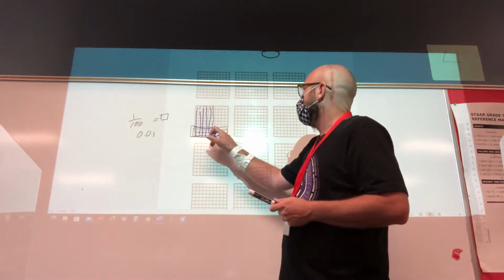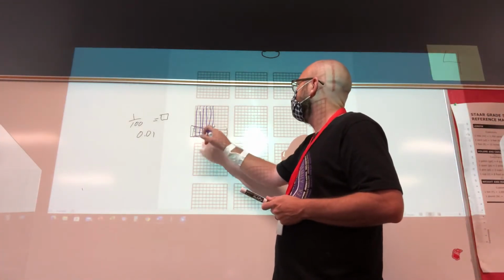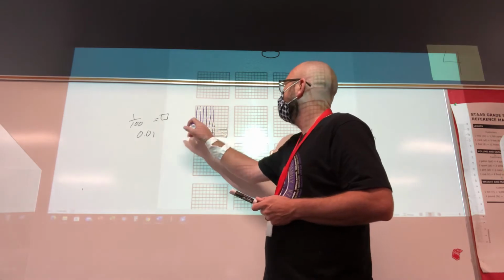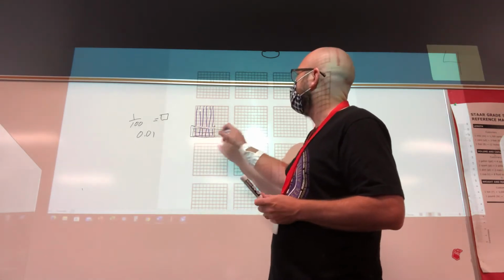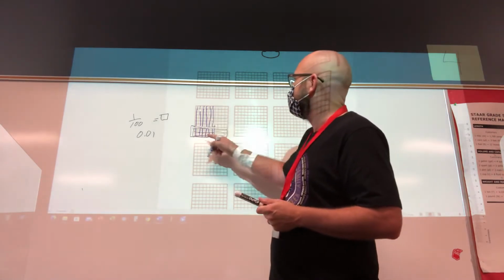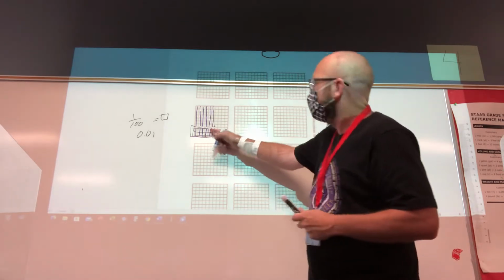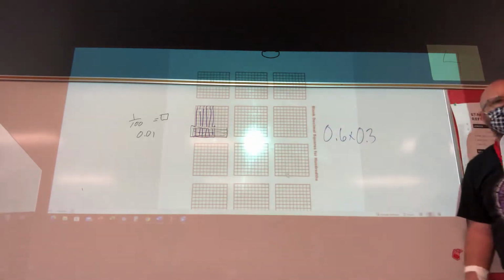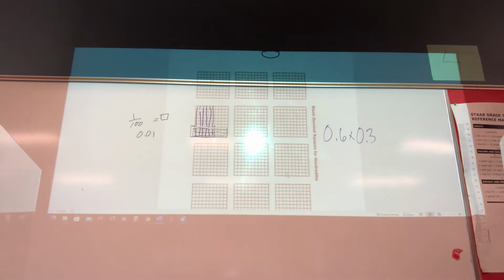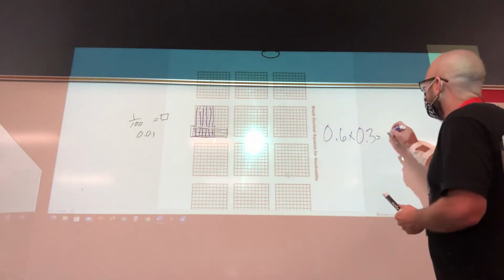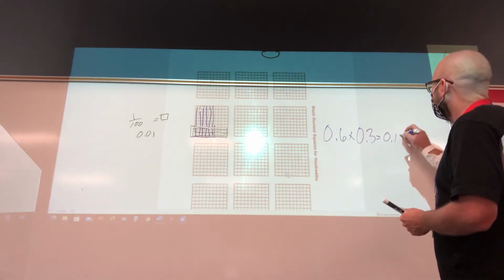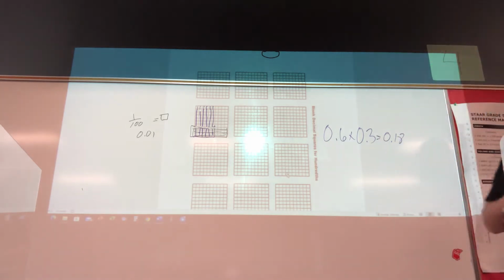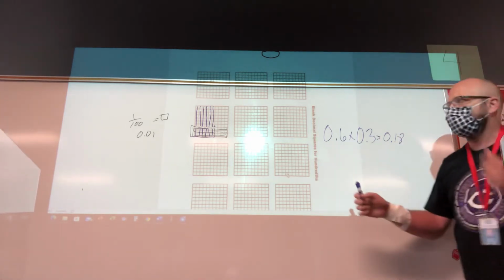So I've got 3 rows, and I have 6 columns. So how many little squares are going to be shaded in? Mia? 18. And since we were talking about hundredths, it's 1 whole tenth, and 8 of them are left over.